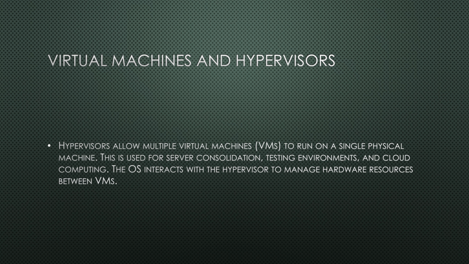Virtual machines and hypervisors. Hypervisors allow multiple virtual machines (VMs) to run on a single physical machine. This is used for server consolidation, testing environments, and cloud computing. The OS interacts with the hypervisors to manage hardware resources between VMs.